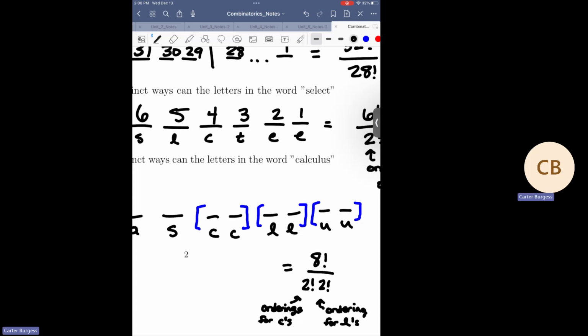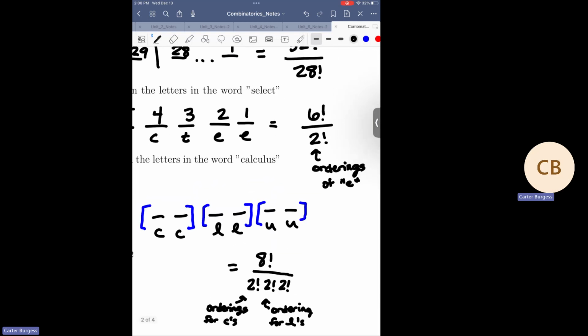How many different ways? I again have 2, which I'm going to continue writing as 2 factorial. 2 factorial and 2, again, the exact same thing. But this 2 factorial here, we need to divide out to account for the ordering for the U's.